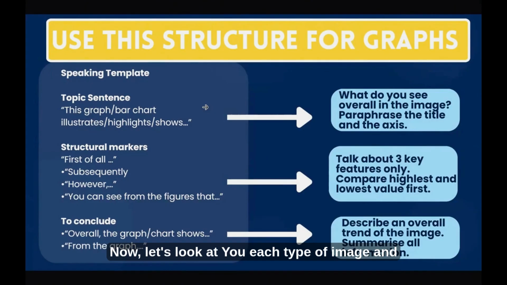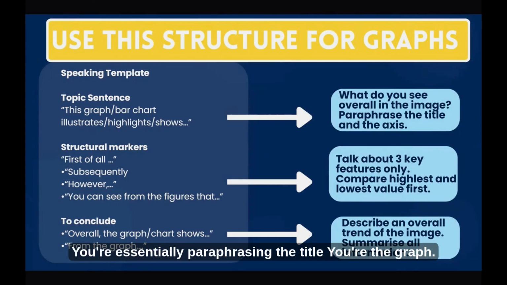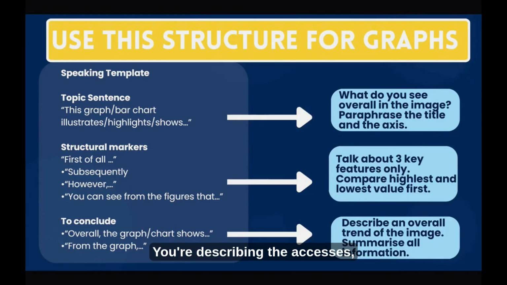Now let's look at each type of image and how you describe it. Let's start with the graphs. Have a look at the template to the left. You can take a picture if you wish, but in its simplest form, the first thing you say is just describe what you see overall in the image. How do you do that? You're essentially paraphrasing the title of the graph and describing the axes, the horizontal one and the vertical.